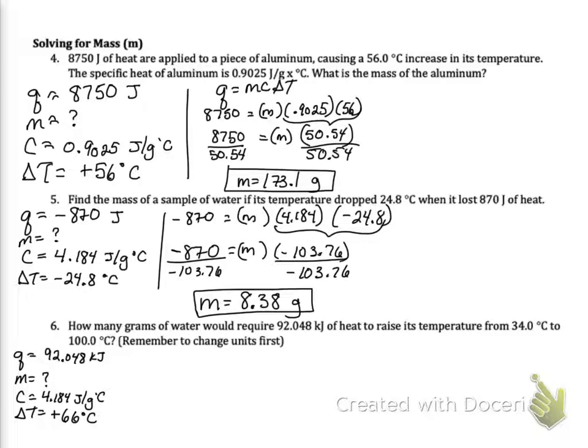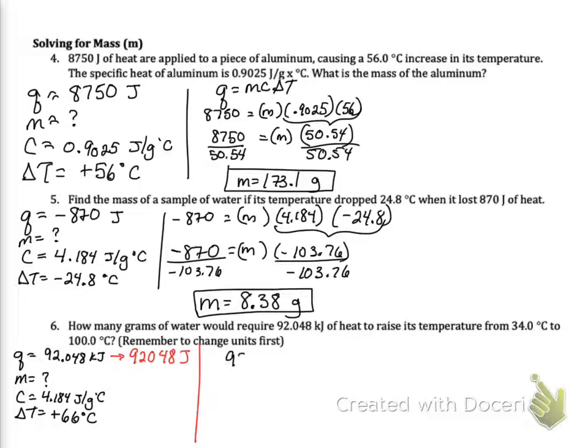Now at this point you might be tempted to use all the numbers given to you, plug them into the equation just like we did for 4 and 5. However, the question gave us kilojoules, and kilojoules does not work with our formula. So there are 1,000 joules in 1 kilojoule. If I want to turn kilojoules into joules, I multiply by 1,000. So this becomes 92,048 joules. Once I have that, now I can plug my numbers into our equation.